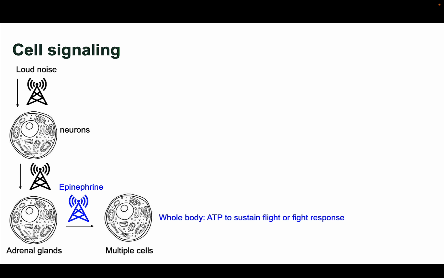And that ATP will provide the energy to sustain this flight or fight response. Now, before I get into the details of this pathway, I want to introduce you to some key terms.